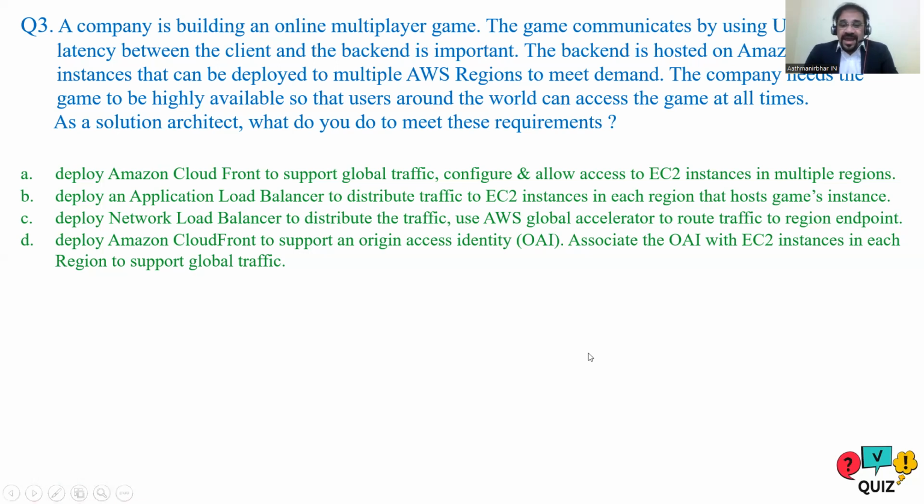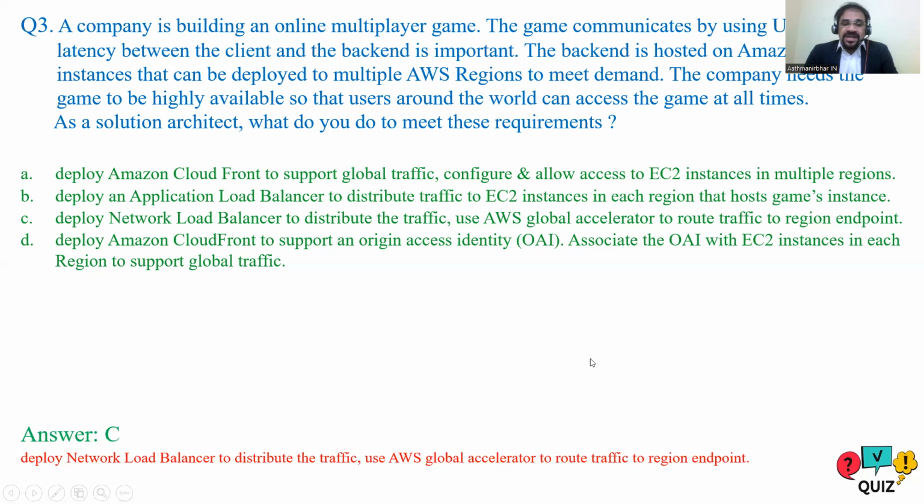So here, the correct answer is option C. Deploy network load balancer to distribute the traffic. Also use AWS Global Accelerator to route traffic to region endpoint. Okay, let's move on to the next question.